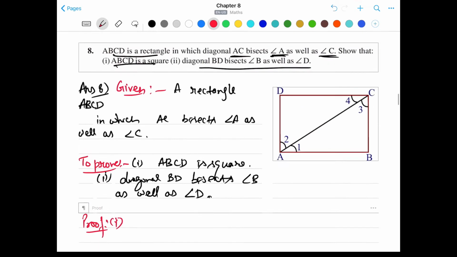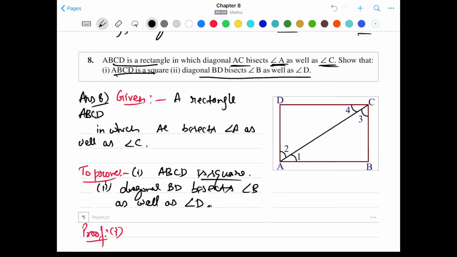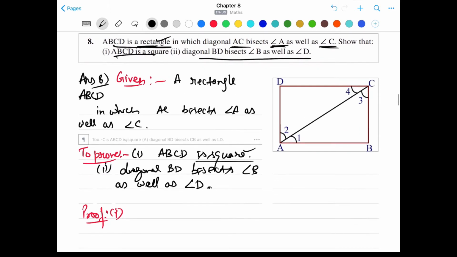Proof point 1: we need to prove that ABCD is a square, while we are given that ABCD is a rectangle. We know that in a square and a rectangle all the angles are 90 degrees. The only difference is that in a square all four sides are equal, while in a rectangle opposite sides are equal. So if you prove that any one pair of adjacent sides of the rectangle is equal, then it will be a square.